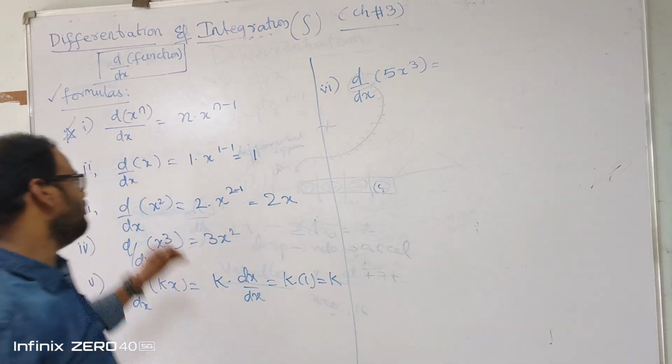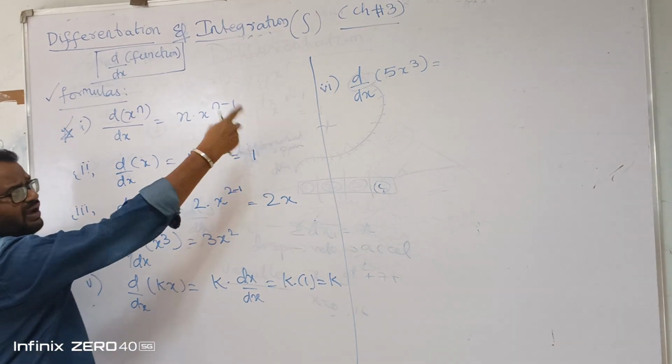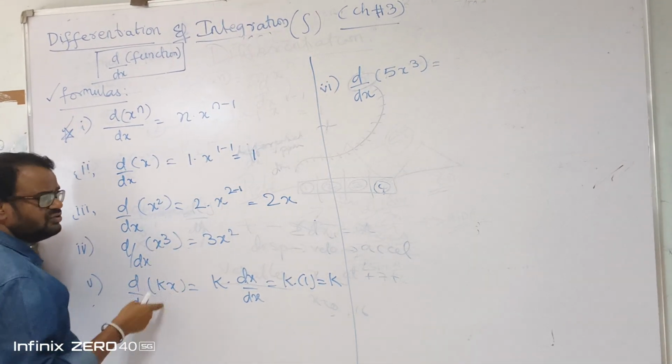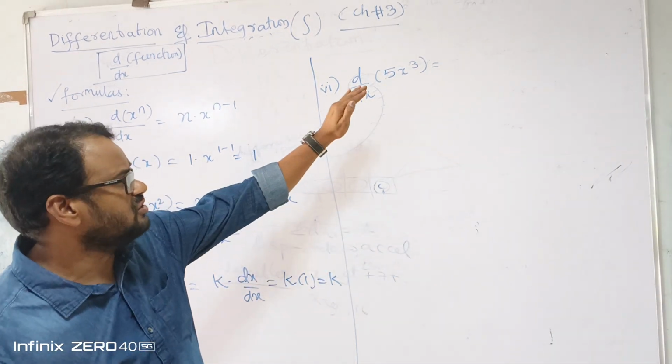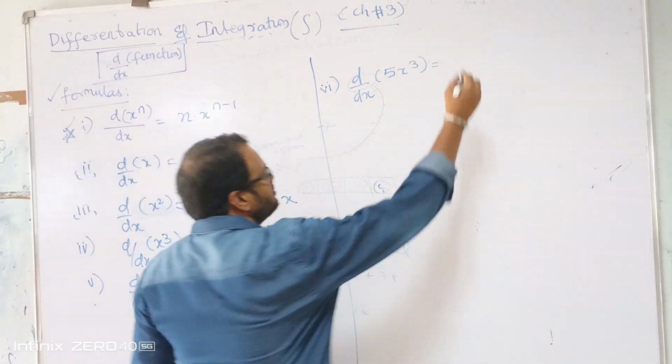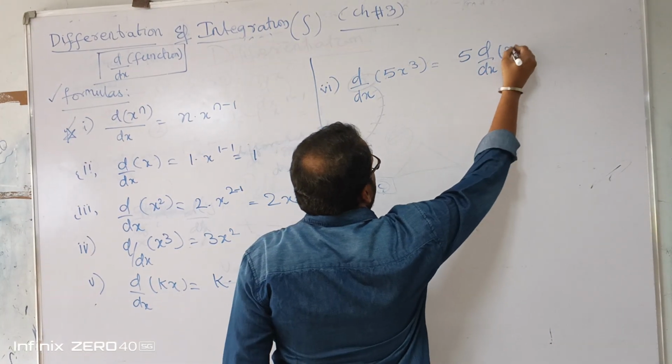This is a combination of all different formulas. X power 3 is this one, and 5 into x power 3 is from this one. It is a combination of these two put together. So when you have something like this, the constant that you have comes out of the differentiation, that is 5 into d by dx of x cube.